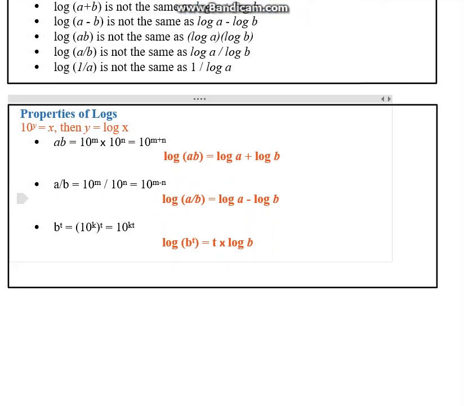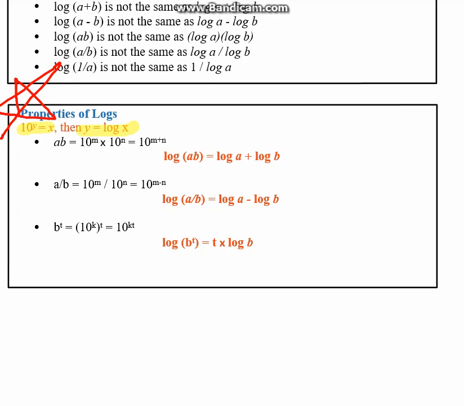So this is just a reminder again, because these properties are going to come in handy so much. So you really want to memorize these. I'll just go over them one more time and we'll end this session. So again, if 10 to the y is x, then y is going to equal log x, again because they are inverses of each other.